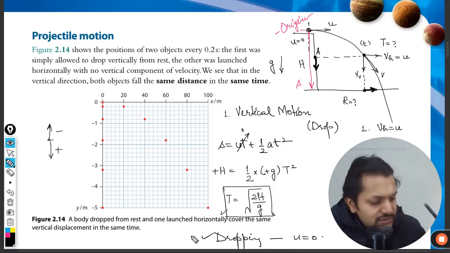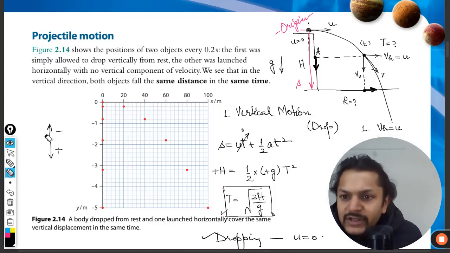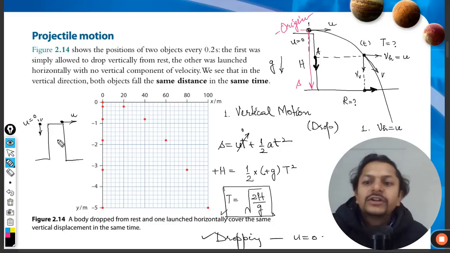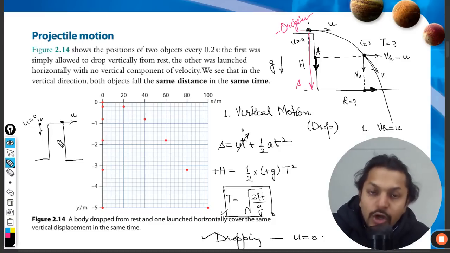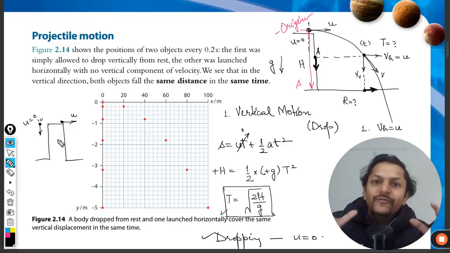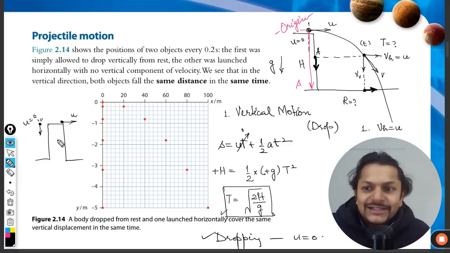So now, here is a fun fact. What is that? If there are two bodies here, let me create this kind of a building. Let us say there is one body which I am dropping from this, and the u is equal to 0, and there is another body which I am giving only and only the horizontal direction to it. Both of them have the same time of flight. It means that both of them will land on the ground at the same time.